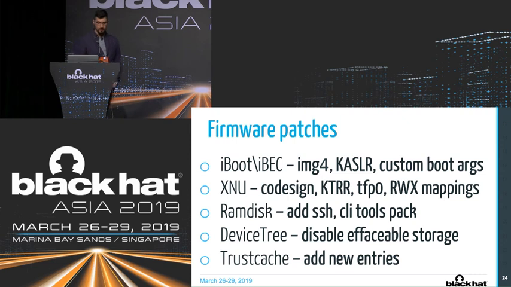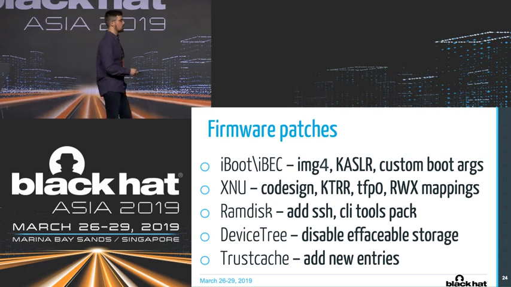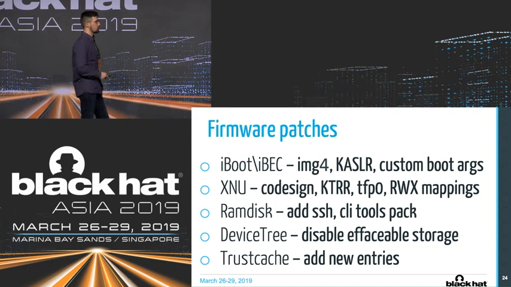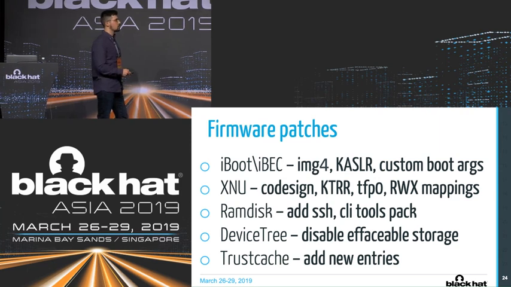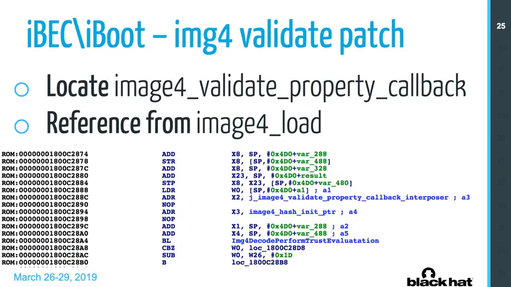Device tree, again, it's not really a required patch, but it's nice to have if we want to boot the second file system with the second iOS system with UI. We need to disable the effaceable storage. And finally, trust cache is one of the alternative ways of disabling the code sign. We can just add new entries to a trust cache. So this is how it looks. For iBEC and iBoot, there is a function image validate property callback, which compares each of the properties from a boot manifest with the same properties on the device itself.